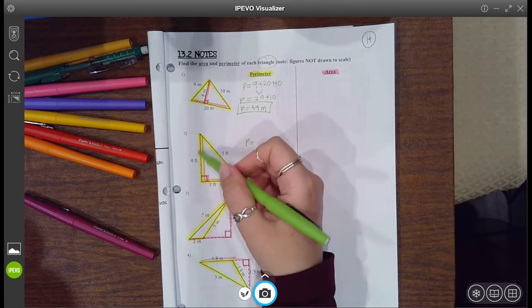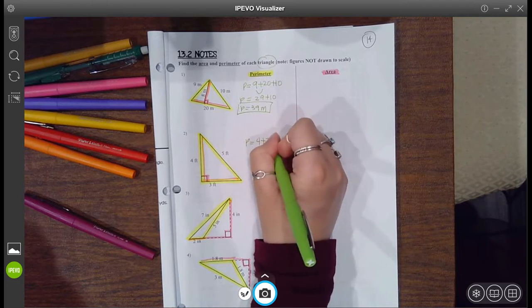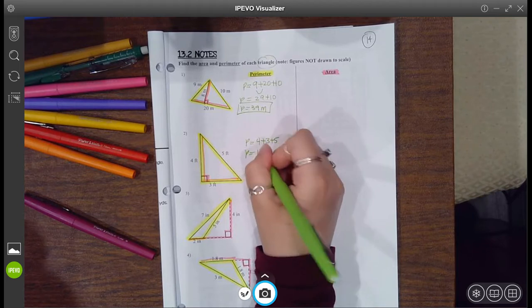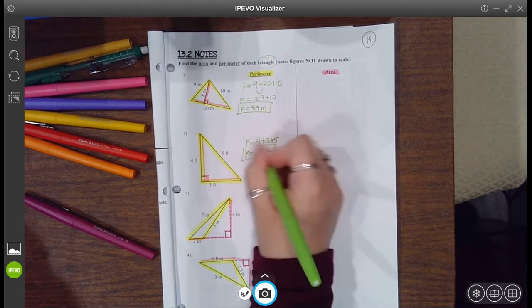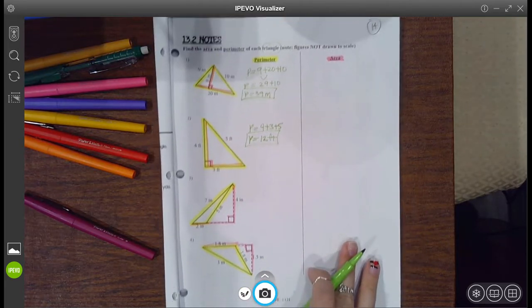Okay, let's do the perimeter of this one. The outside edges are 4, 3, and 5. So 4 plus 3 plus 5. Well, 4 plus 3 is 7, and 7 plus 5 is 12. And it's in terms of feet. So is it feet or feet squared? Just feet. Why don't you try to find the other two perimeters if you haven't already done so?